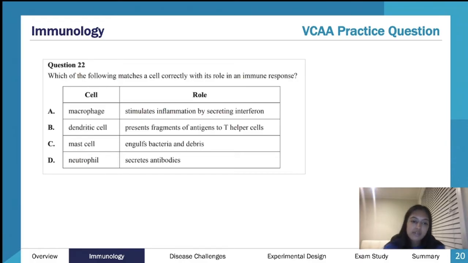Mast cell engulfs bacteria and debris. No, that would be more of a macrophage thing. A mast cell is really key with releasing histamine. Remember that mast cells don't move, so they wouldn't be very good at engulfing bacteria. And your neutrophil secretes antibodies. I know we haven't talked about antibodies, but they're associated with the adaptive immune system, and your neutrophil is part of the innate.